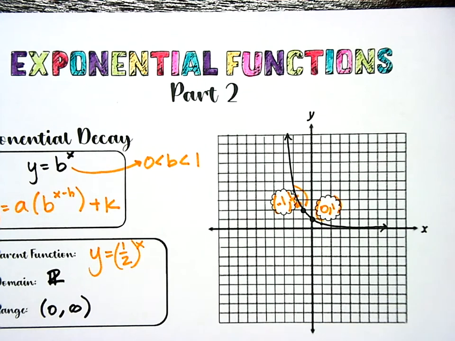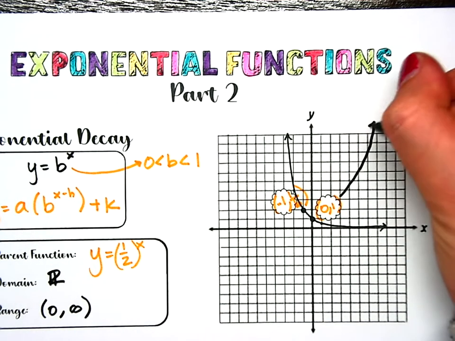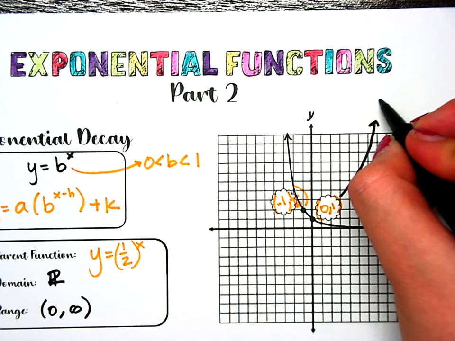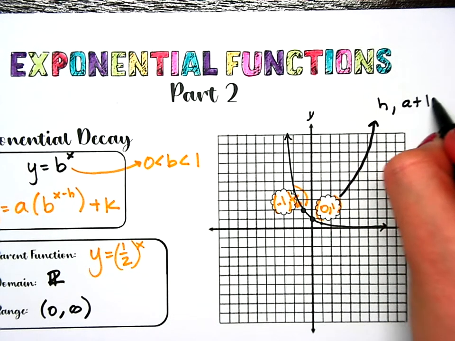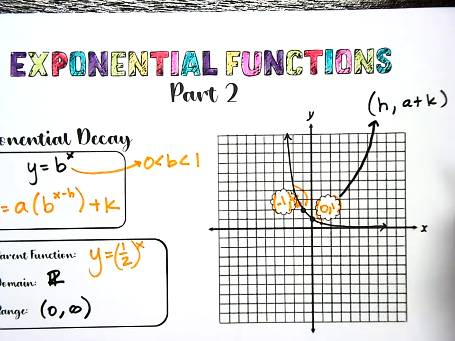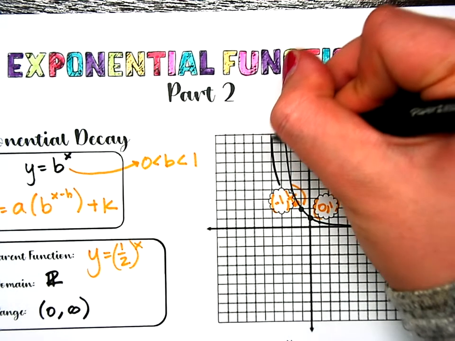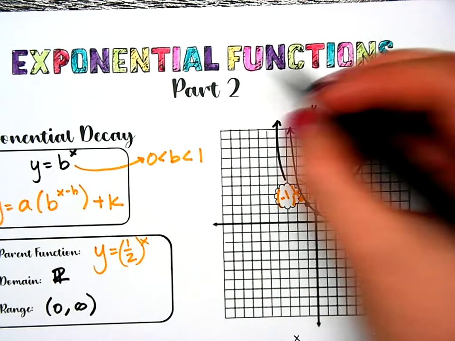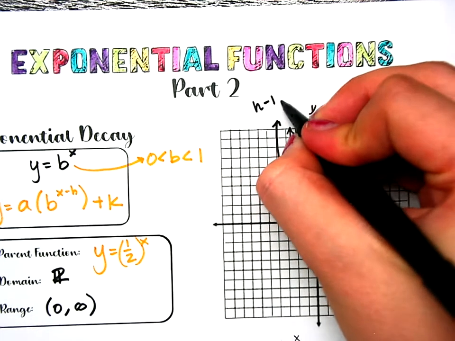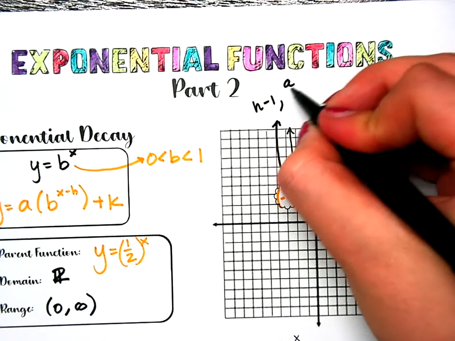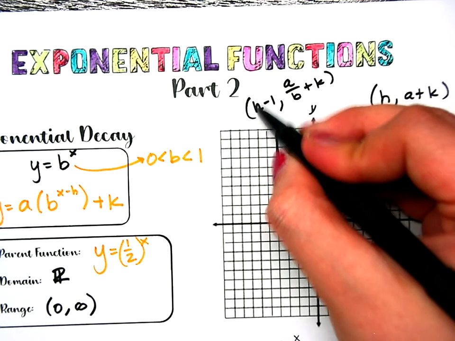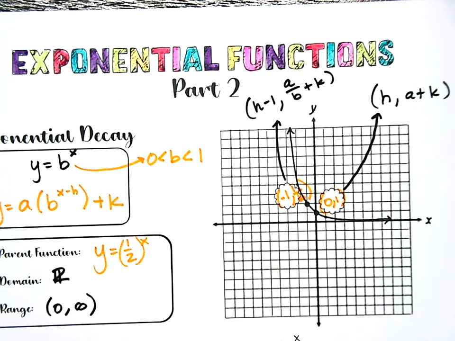All right, so the first one, we'll start with this point right here, 0, 1. This is going to transform the same as before, h, a plus k. So if we know those values, we know how to transform this first reference point. The other one's going to change up a little, and this is because our b value is now less than 1. Now it's going to be h minus 1, a divided by b plus k. So you'll see this is now -1, and this is now division. That's how those have changed.